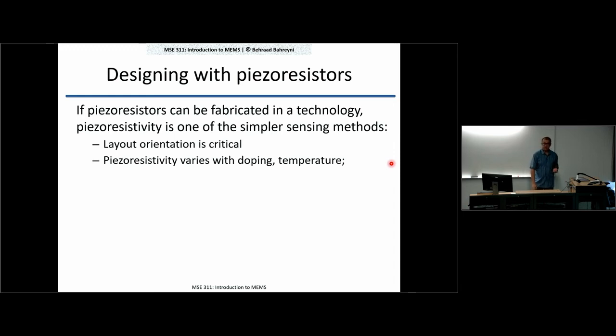Piezoresistivity is a function of doping and temperature. We just discussed that. Piezoresistors are often photosensitive, and in the brackets you should have semiconductor piezoresistors. So keep that in mind. Like temperature, it could be another interfering factor. So if you're using a semiconductor piezoresistor, be it single crystalline or polycrystalline, light may affect the value of the resistance.